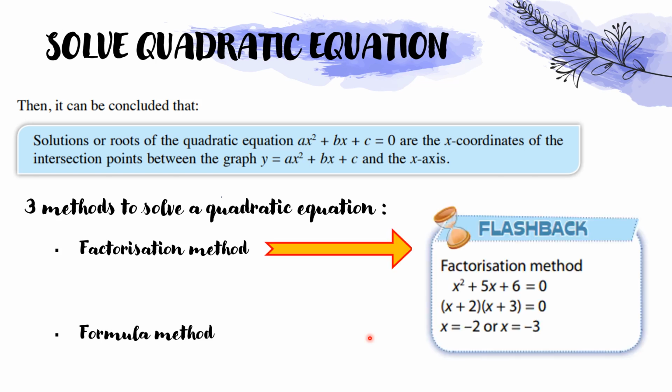Let's flashback here. Factorization method. Let's see, given x squared plus 5x plus 6 is equal to 0.